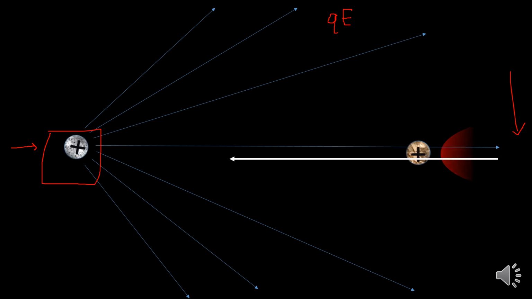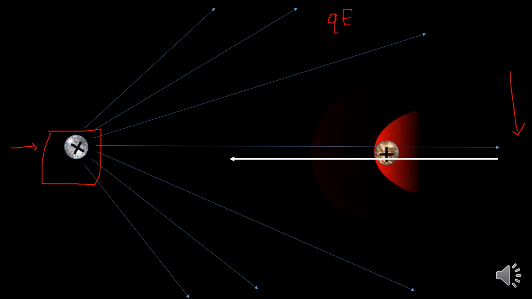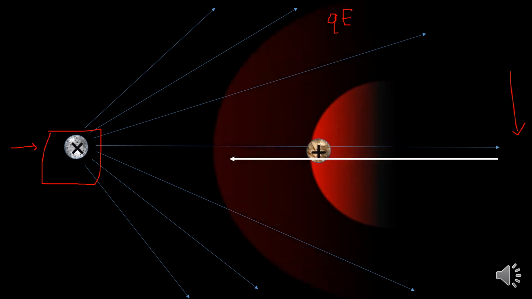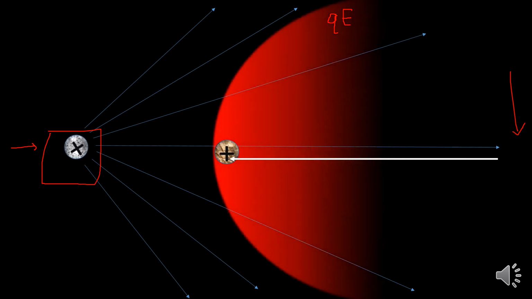Then as I take it further, electric field intensity is increasing, and it keeps on increasing. By the time I reach here, electric field has become so strong that the repulsive force will make it very tough to move this charge further. And so as we go closer and closer, we are spending more and more energy.